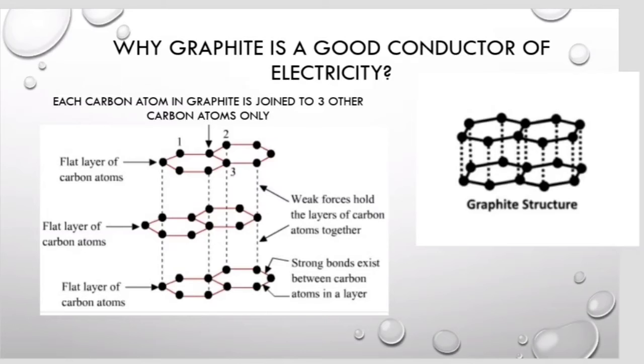Now let's see the arrangement of atoms in graphite. As you see in the figure, each carbon atom is bonded to other carbon atoms by strong covalent bonds to form flat hexagonal rings. Graphite has many layers of carbon atoms. The layers are far apart and they are held by weak forces known as van der Waals forces. Now these layers can slide over one another, making graphite soft and slippery.